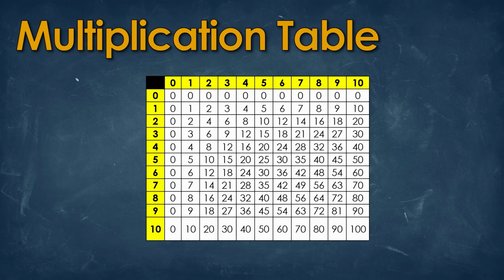With a multiplication table, we can take something like 7 times 2. We can look at the individual rows and columns to figure out where 7 meets 2, where they intersect, to tell us what the answer is. So let's try some examples.